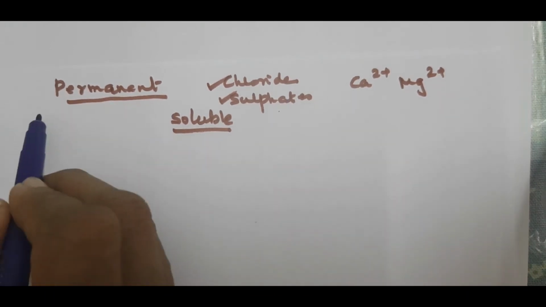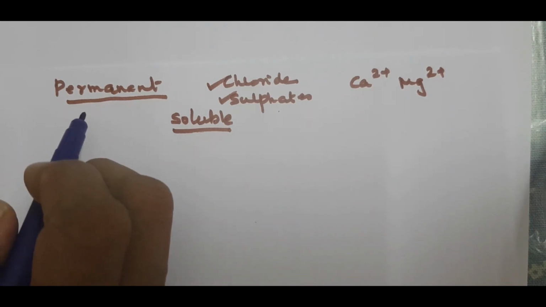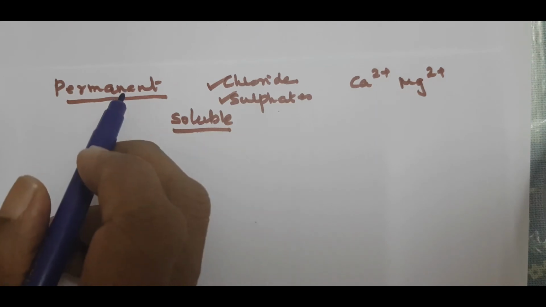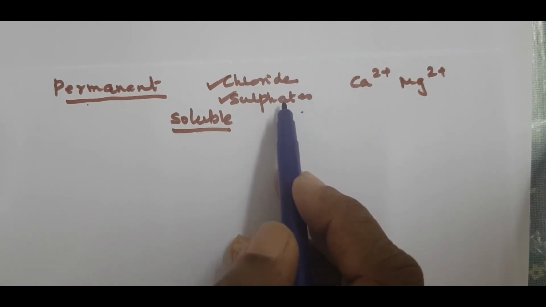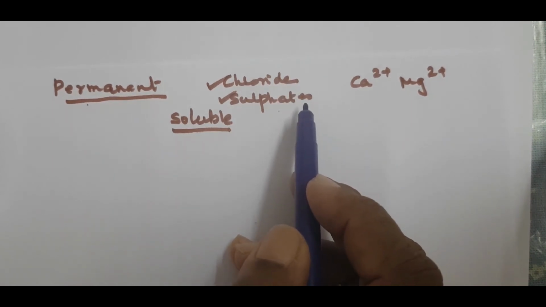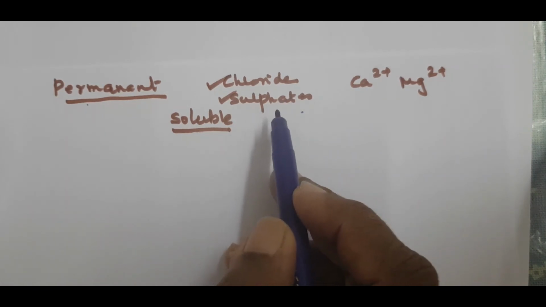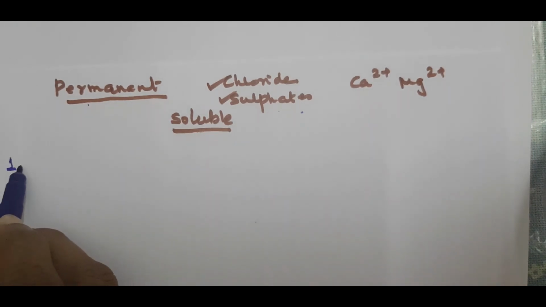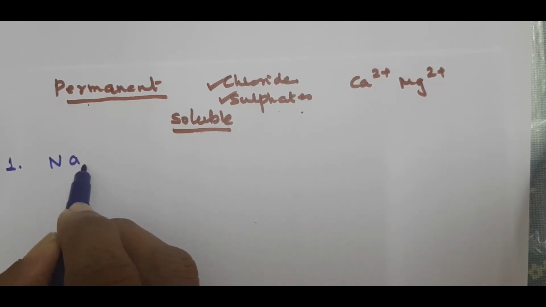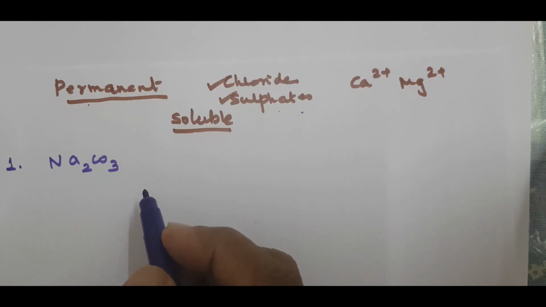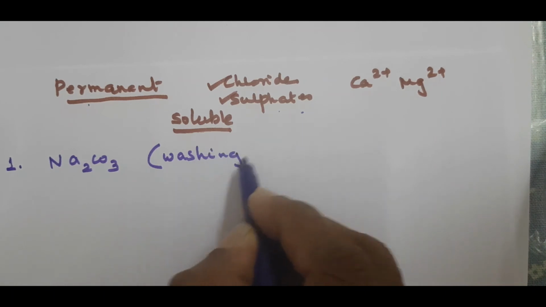Now this permanent hardness cannot be removed by simply boiling because it is sulfate and chloride. If it was bicarbonate, you could remove it very well. But since the permanent hardness is due to the chlorides and sulfates, you cannot remove it by simply boiling. So it can be removed by some other suitable methods. The first method is treating the hard water with washing soda. You know what washing soda is, isn't it? That is sodium carbonate.